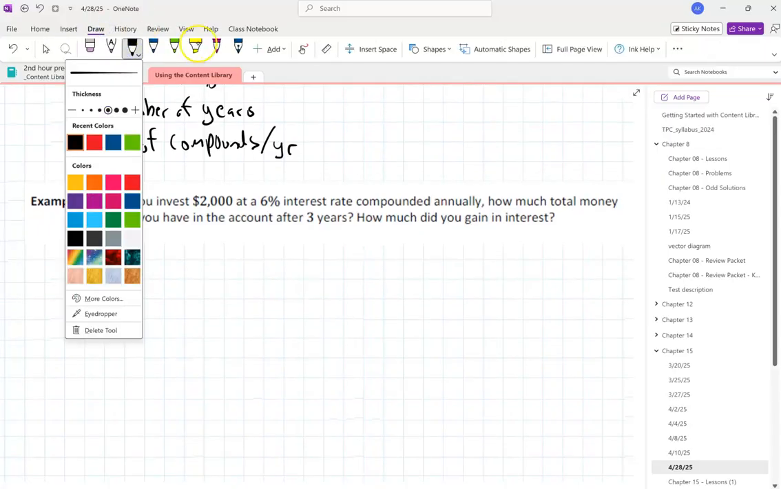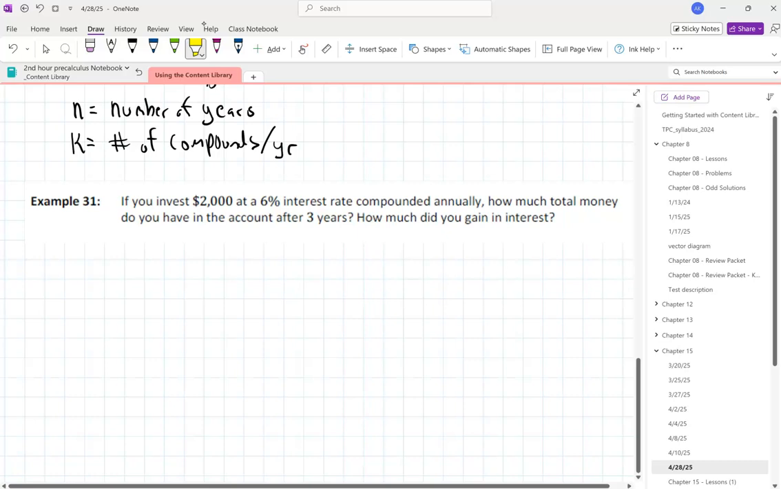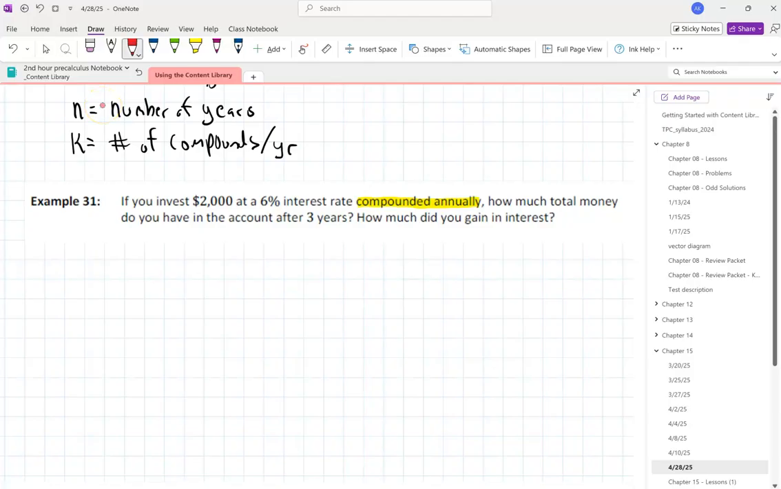Let's take a look at the next example. It says if you invest $2,000 at a 6% interest rate compounded annually, notice that the word compound is in there. That's how we know this is a compound interest problem as opposed to the previous one, which was simple. How much money do you have in the account after 3 years? And then it asks, how much did we gain in interest? Because it's compound interest, there's our formula. It's asking us for the future value of the account. How much money do we have after 3 years?